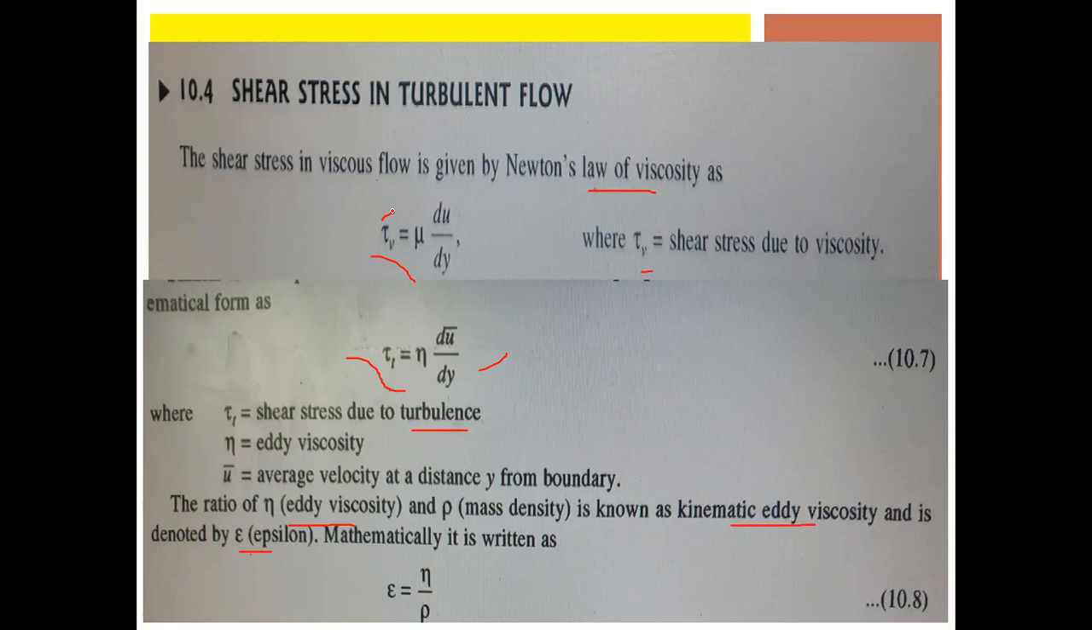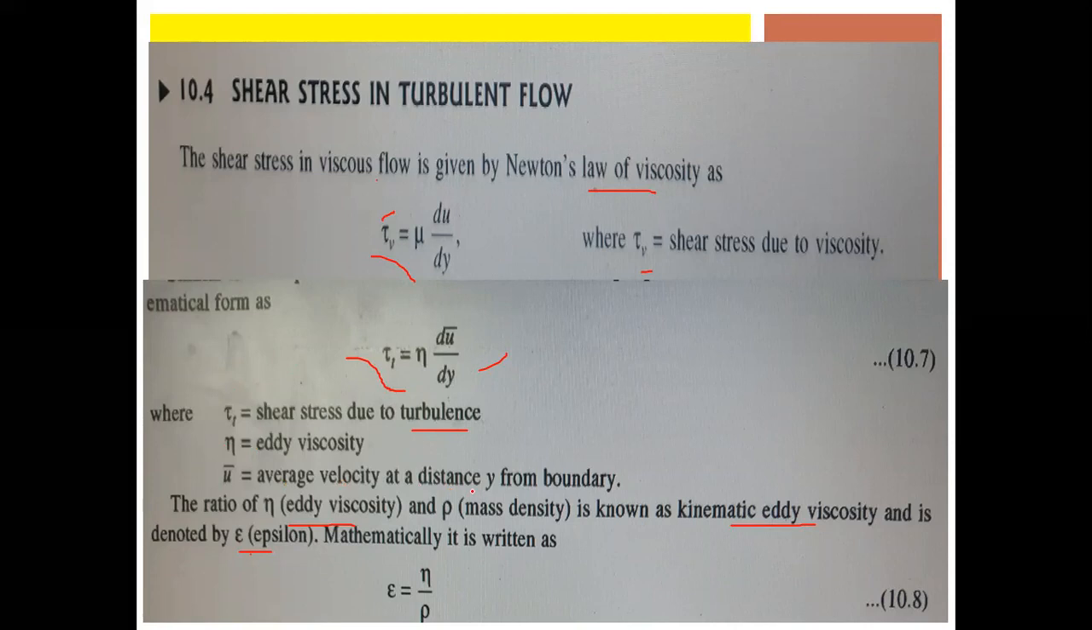Where tau is equal to shear stress due to the viscosity. Then for the turbulent flow, stress is equal to eta into du dash by dy, where this is the shear stress due to turbulence, eta is equal to eddy viscosity, and u bar is equal to average velocity at the distance y from the boundary.